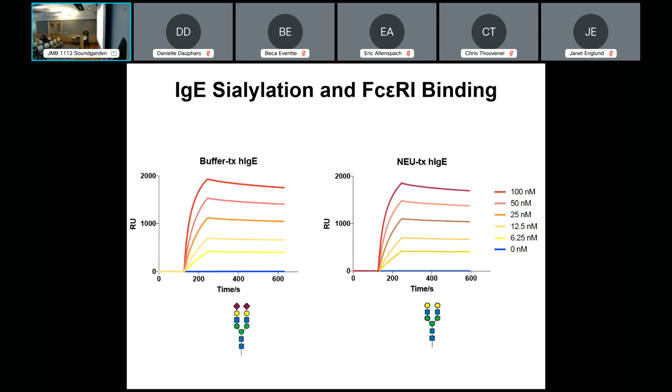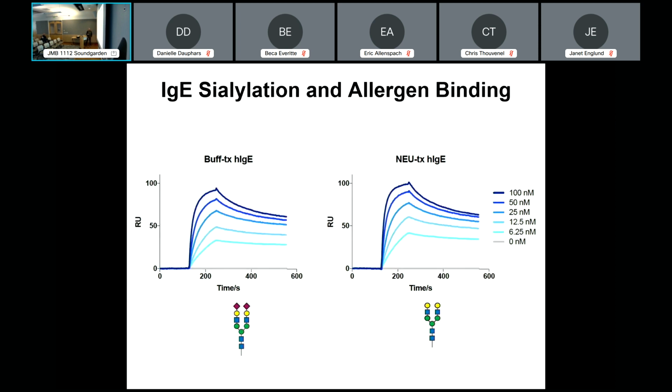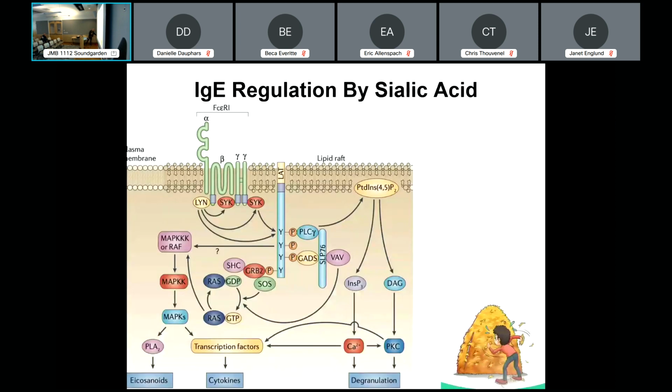So how this is happening, we don't know. But this is binding to the high affinity receptor. You can see there is really no difference with and without sialic acid between the two different molecules. Still a very strong high affinity interaction. Binding to allergen, which in this case is ova, you can see it's still intact with and without sialic acid. But the signaling is attenuated.